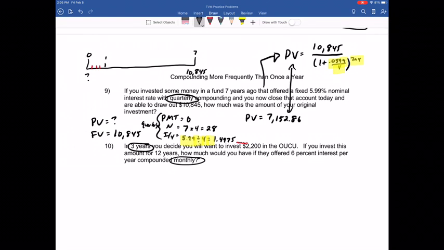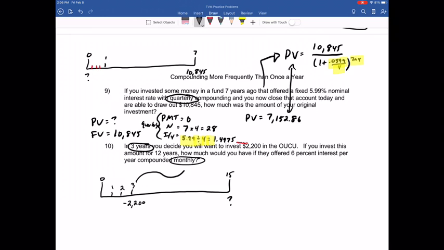So if you're confused on how many periods to actually compound this, draw the timeline. In year 0, I'm not making any investment. It is not until year 3 that I'm investing $2,200 in the OU Credit Union. I'm going to invest this for 12 years. So I want to know how much I will have at the end of this 15th year. Even though it's at the end of the 15th year, I'm only investing this for a total of 12 years. So my N is still going to be 12 years, but I have monthly compounding, so I need to adjust my inputs accordingly.